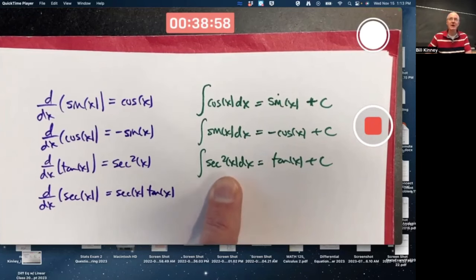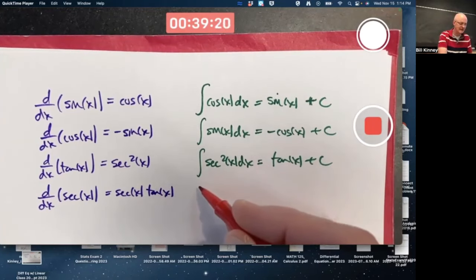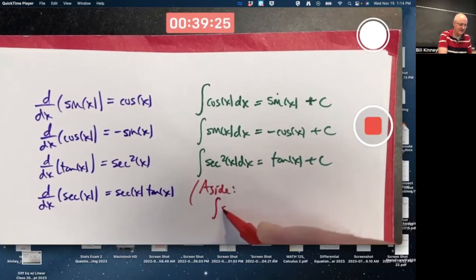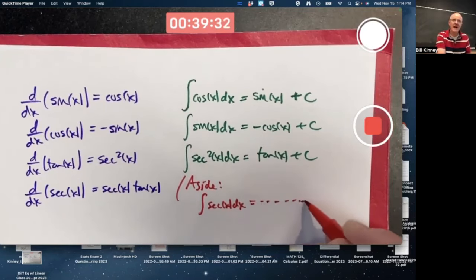Does the integral of secant squared x come up in calculus 2? Yes, it does. In applications even. And in calculus 3, which is multivariable calculus, the integral of secant squared comes up in applications. It is relevant for applied problems. Kind of amazingly, this is an aside, you don't need to know this. The integral of secant of x, while it can be done, is very complicated.